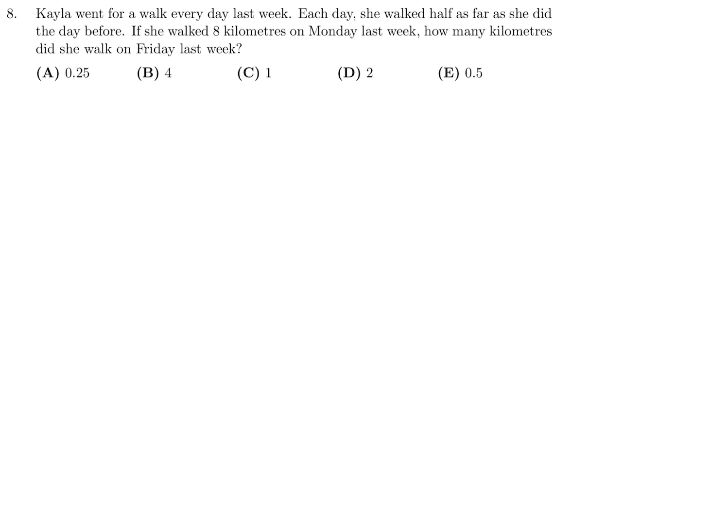Kayla went for a walk every day last week. Each day she walked half as far as she did the day before. If she walked 8 kilometers on Monday last week, how many kilometers did she walk on Friday last week? Monday, Tuesday, Wednesday, Thursday, Friday. Monday she walked 8, so each day she walks half the amount that she did the previous day. So on Tuesday it would be 4, Wednesday 2, Thursday 1, and Friday a half, or 0.5. So on Friday last week she walked 0.5, so for number 8 the answer is E.